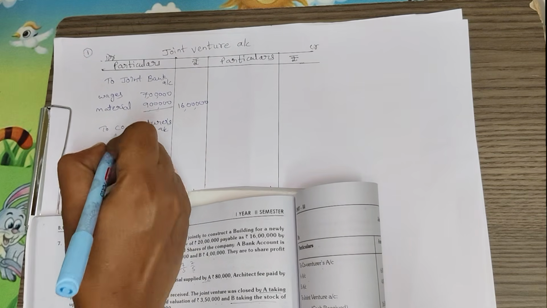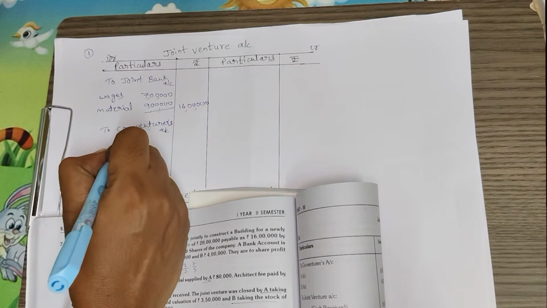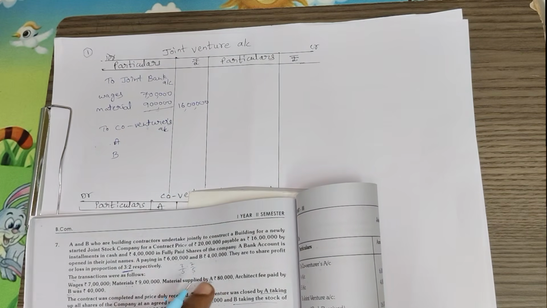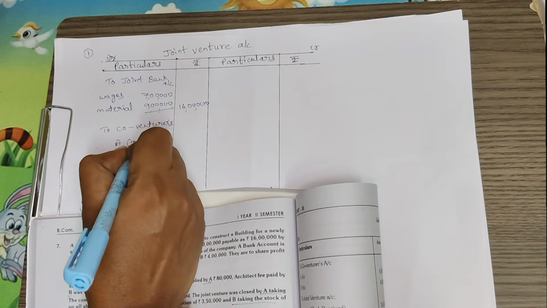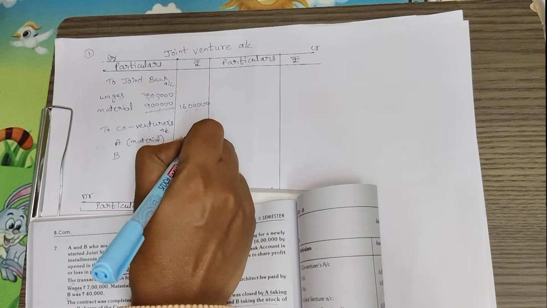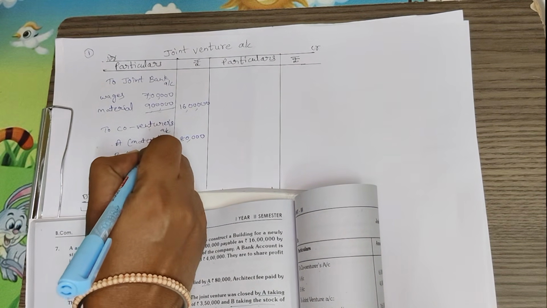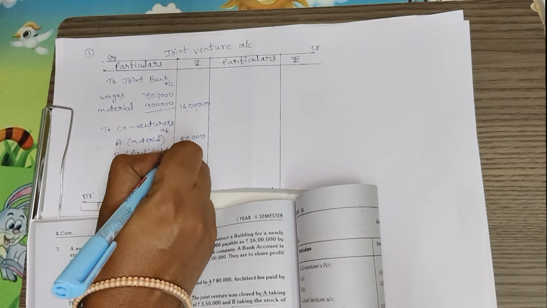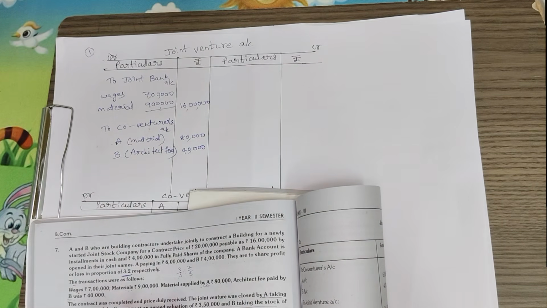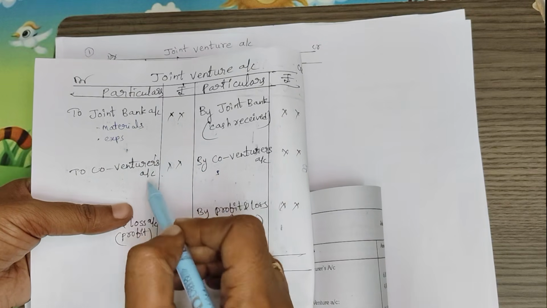So A's expenditure under co-venturers account, I'm writing here A, B. So besides A, what we should write? A's expenditure is material, so I'm writing in the bracket material. What is the value? 80,000. So this 80,000 is paid by A, and B, architect's fees. So what is the amount here? 40,000. This 40,000 is paid by B. Clear? So after that, on the debit side the joint bank account is completed and the co-venturers account is also completed.